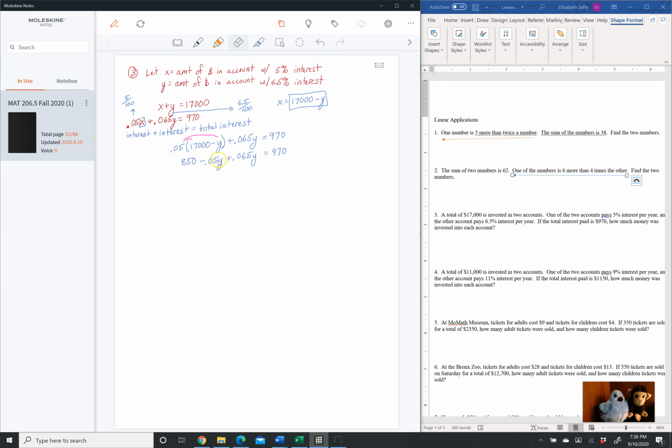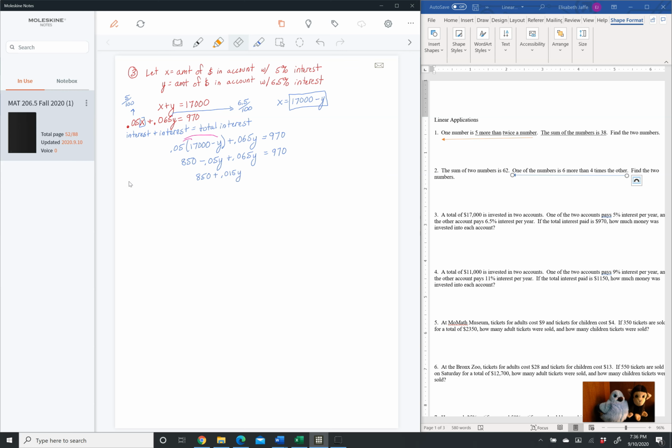We combine like terms, and this is why I like to solve for the variable that has the smaller number in front of it, the smaller coefficient, because now we have negative 0.05 plus 0.065, and that leaves us with a positive value in front of y. This gives us 850 plus 0.015y is equal to 970. If you had gotten a negative number, it's no big deal, okay? This just keeps it positive. It's a personal preference.